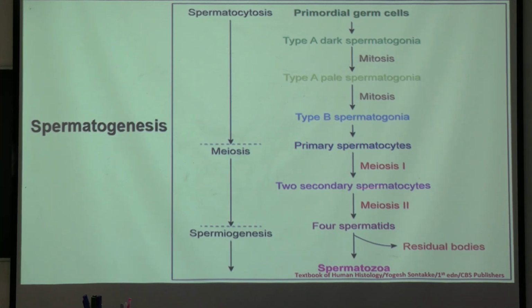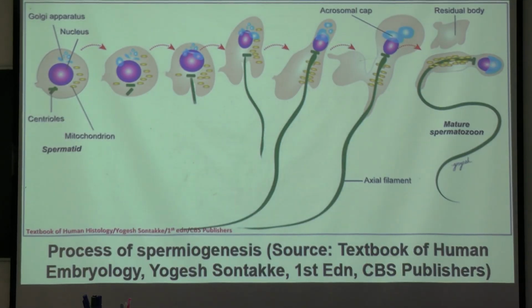Meiosis 1 leads to 2 secondary spermatocytes. Meiosis 2 occurs, and 4 spermatids are formed. They leave behind residual bodies, which are phagocytosed by the Sertoli cells, and develop into spermatozoa through the spermiogenesis process. And spermiation is the release of the sperm from the Sertoli cells.